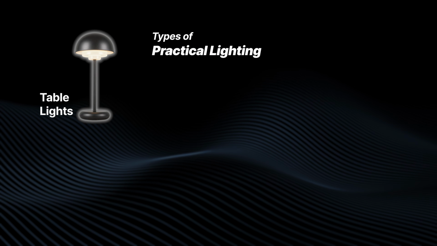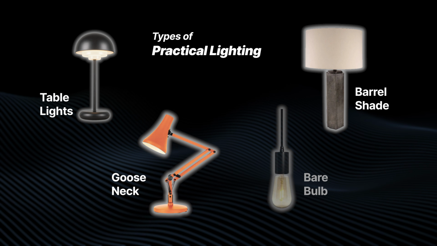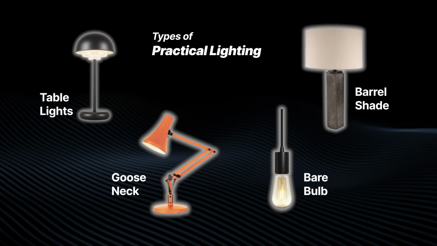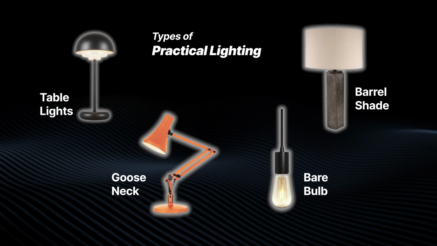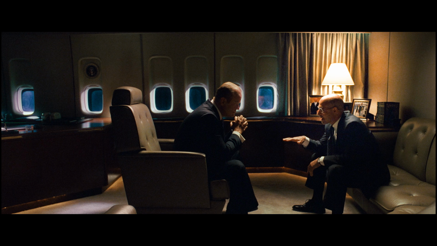So let's first go into all different types of practicals. We have table lights, barrel shades, goosenecks, bare bulbs. All these types of practicals are what you're asking the set decoration department to provide for you. A lot of times, if it's a beautiful barrel shade, that's great. But if it's so bright that it actually illuminates the actors and takes your eye away, there are many things you can do to help that process, and that's what we'll dive into.